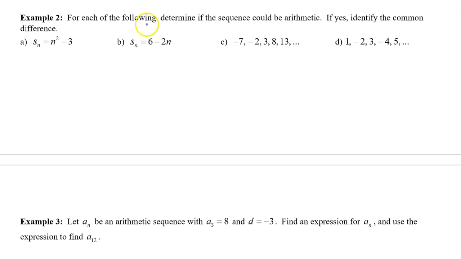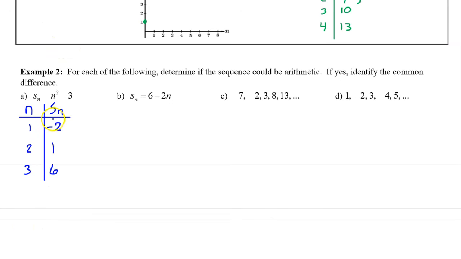Example 2. For each of the following, determine if the sequence could be arithmetic. If yes, identify the common difference. Let's start with part A. s_n equals n squared minus 3. Here are the first 3 terms, starting with term 1. From the first term to the second term, there's a difference of 3. But then from the second term to the third term, there's a difference of 5. So this cannot be arithmetic because there's not a common difference.